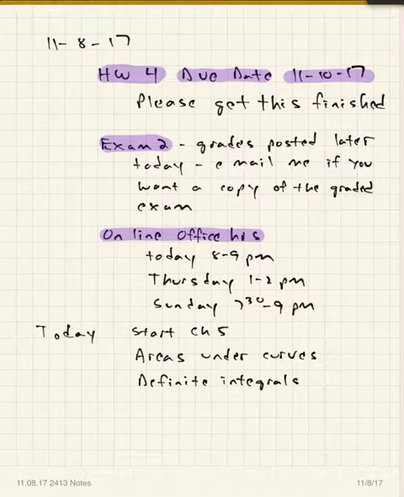Today, we're going to go ahead and start in on Chapter 5. We're going to briefly touch base with what we've talked about last time as we finished up Chapter 4. And today we'll get into Chapter 5 and start talking about areas underneath curves and the definite integral. And so let's go ahead and just jump right into that and get started.